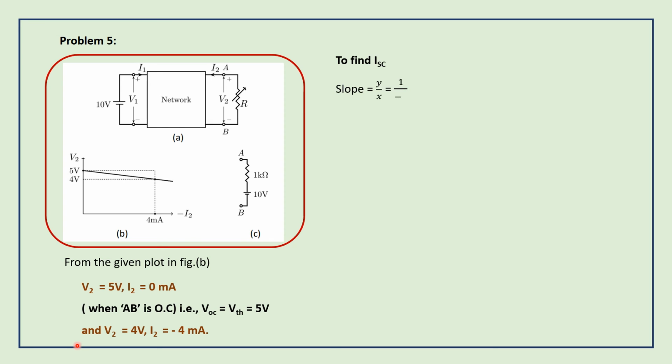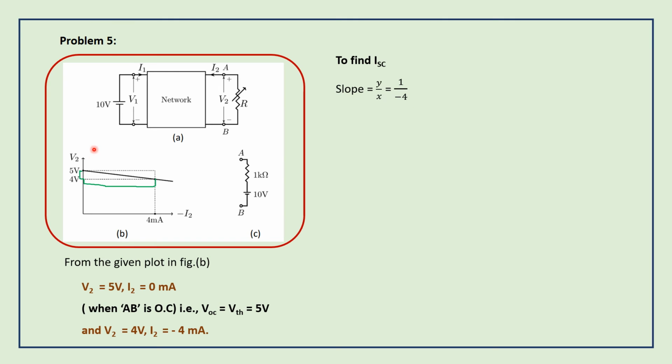So here, see here, what is the y value? 1. And what is the x value? Here 4 milliamps. It is in the negative axis. So 1 by minus 4. So the slope we can find out: 1 by minus 4. And with this slope, we can find out the short circuit current.